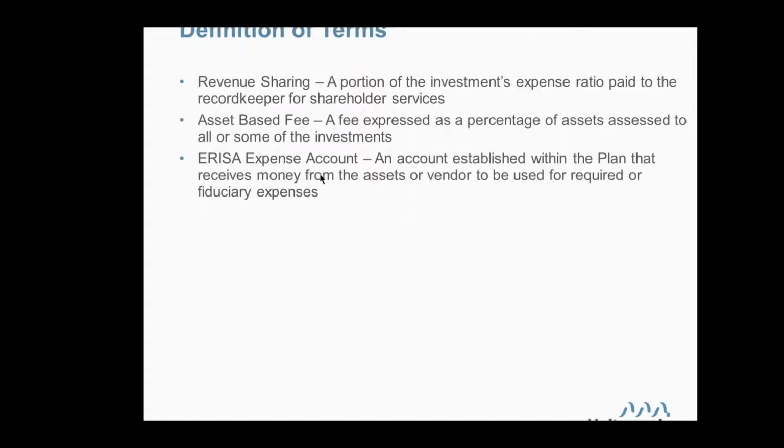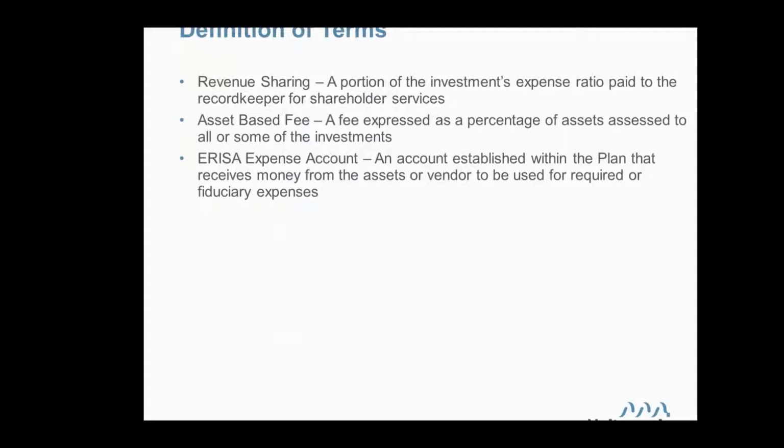Definition of terms. So I just want to level set so that everybody has a basic understanding of some key components of what I'm going to be talking about today. So revenue sharing. Revenue sharing is a portion of the investment's expense ratio paid to the record keeper for shareholder services. So it's included in the expense ratio, not additive to the expense ratio. However, an asset-based fee is a fee expressed as a percentage of assets assessed to all or some of the investments. An asset-based fee is additive to the plan's investment expense ratios.